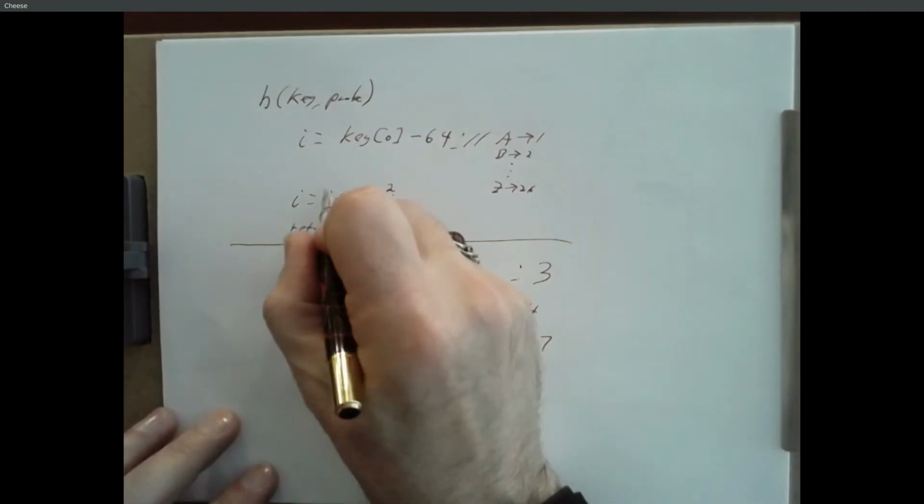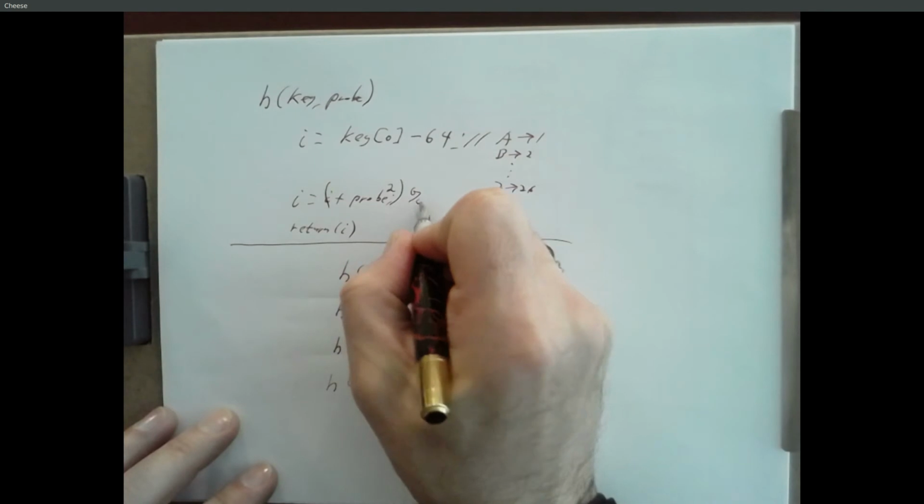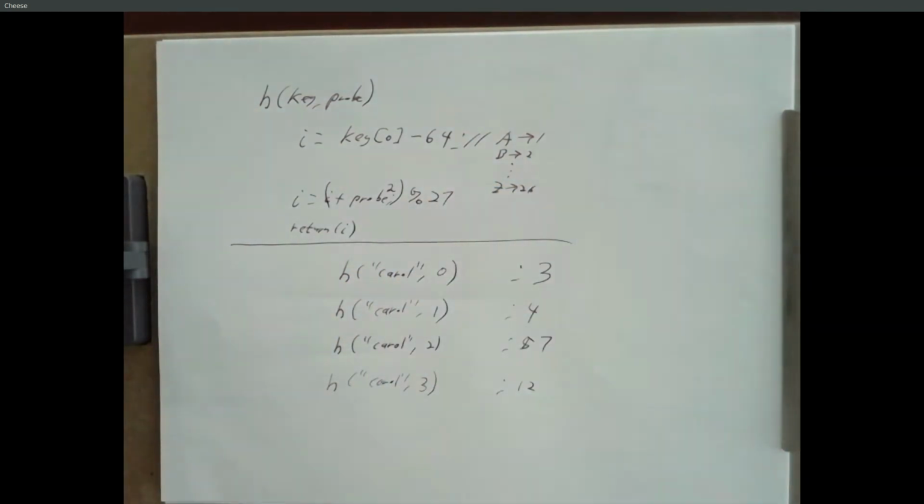And we're going to want to reduce that modulo 27, because if it turns out to be bigger than 26, we're not going to have space in our array. It returns the index where we're going to try to store the key.